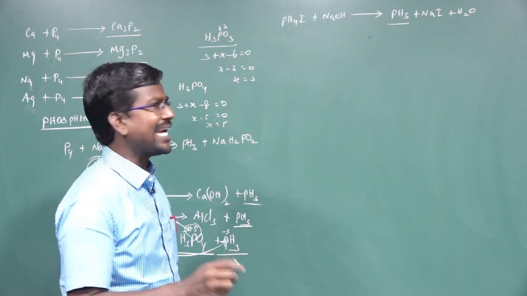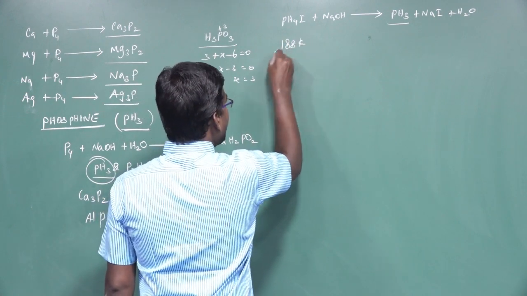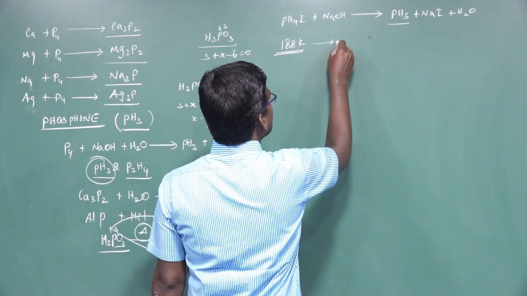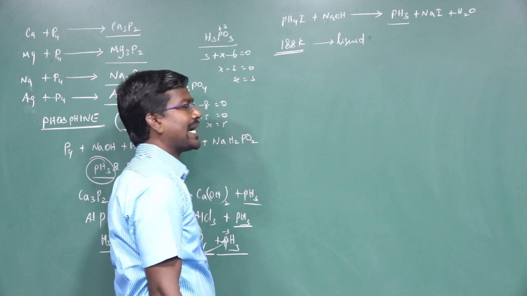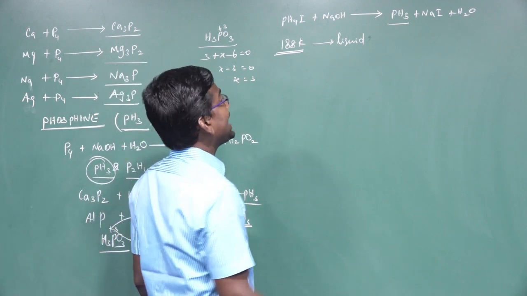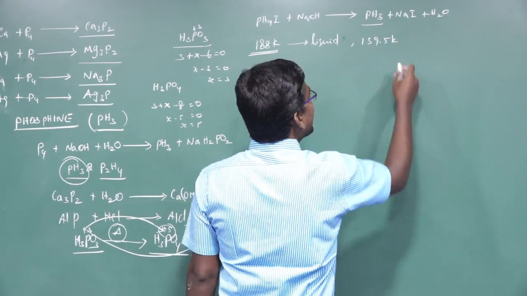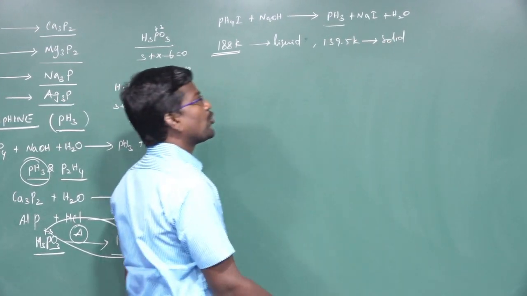Cooled at 188 Kelvin, it condenses to form a liquid. The phosphine can be changed into liquid. Cooled at 139.5 Kelvin, it freezes to form a solid.